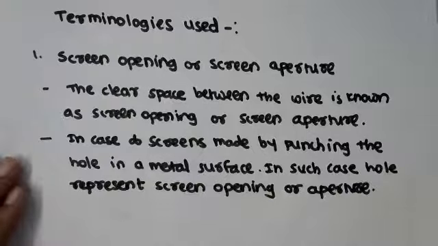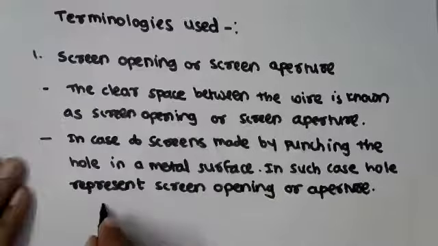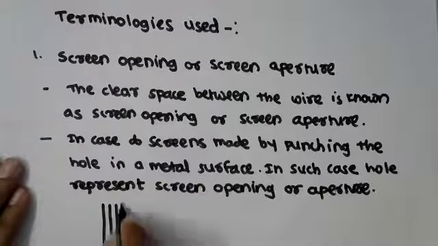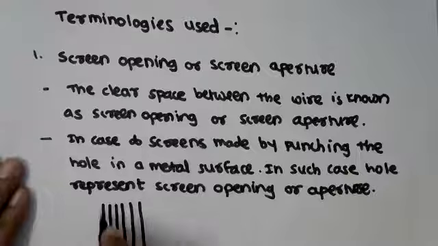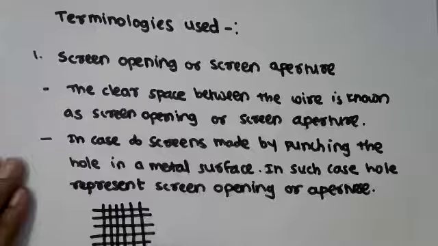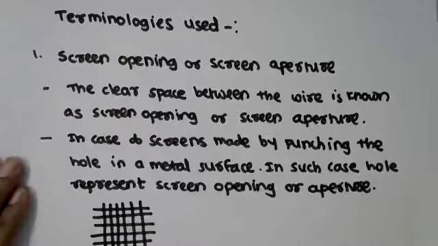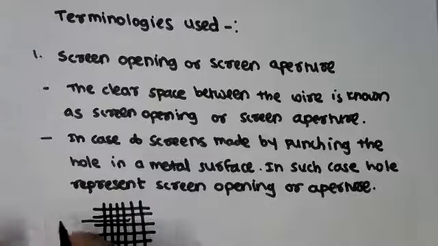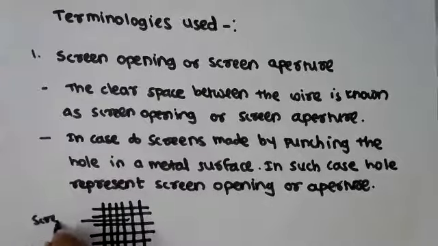So just imagine, the screen can be made in two ways. The wires are woven into each other. So this particular clear space represents the screen opening.